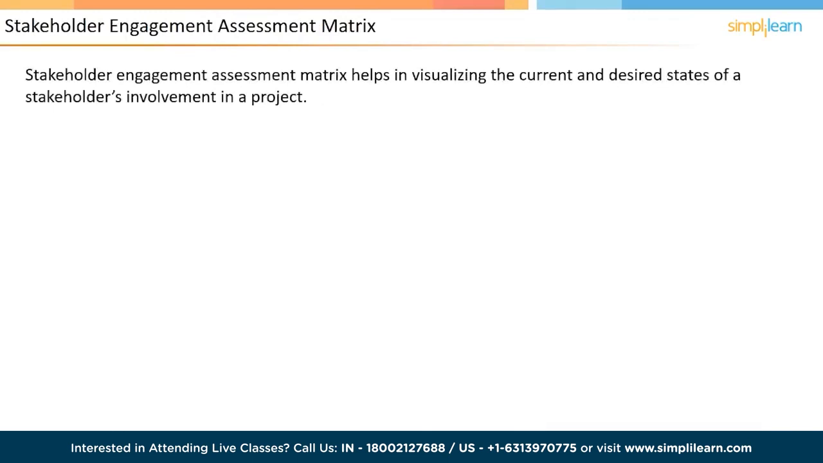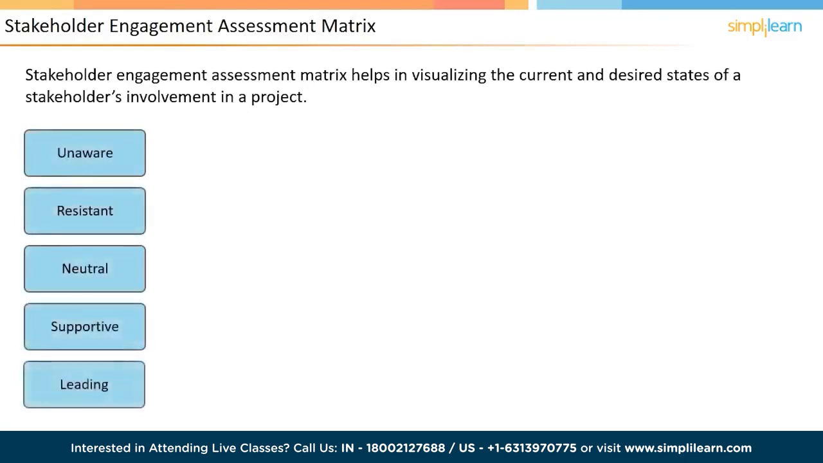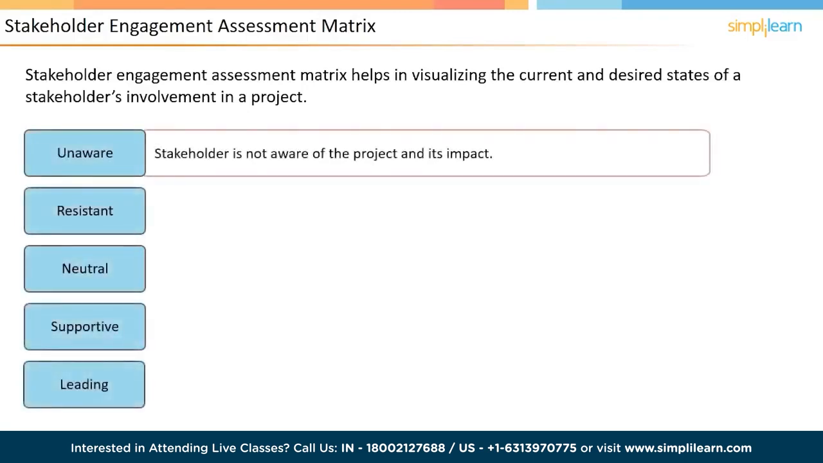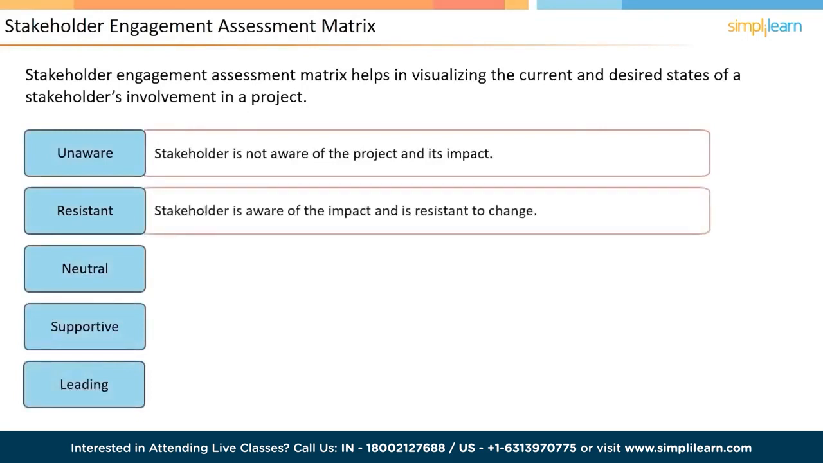The Stakeholder Engagement Assessment Matrix allows visualizing the current and desired states of a stakeholder's involvement in the project. The 5 levels of involvement are unaware, resistant, neutral, supportive, and leading. Unaware is where the stakeholder is not aware of the project or its impact. Resistant is where the stakeholder is aware of the impacts and is resistant to change.